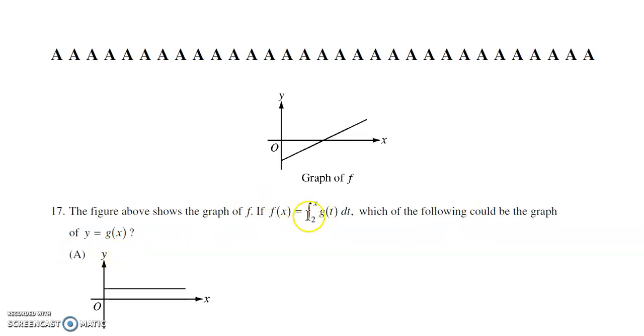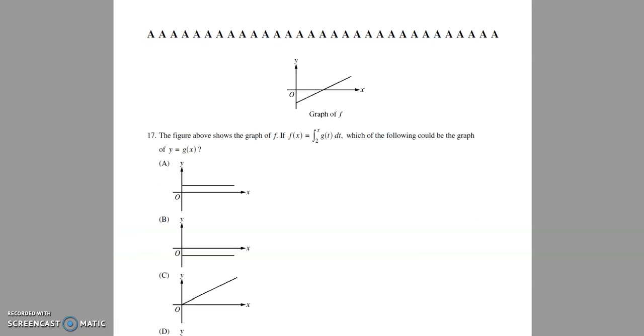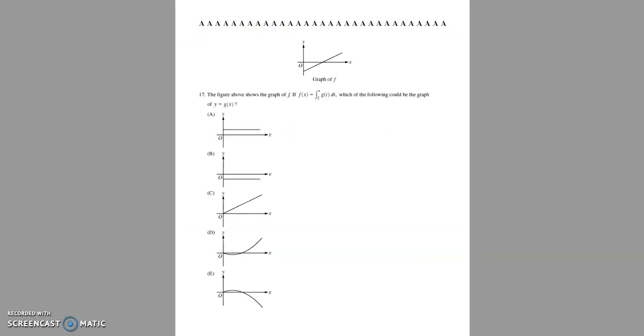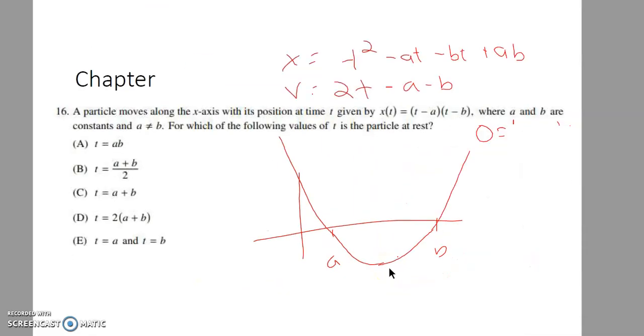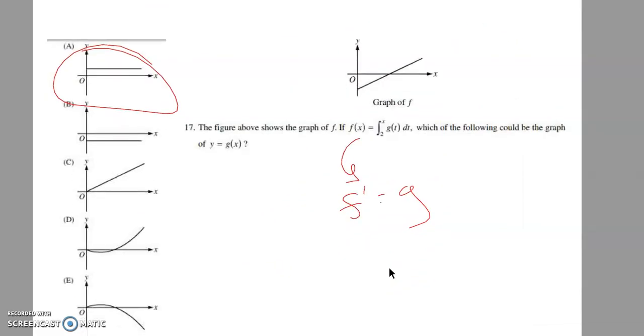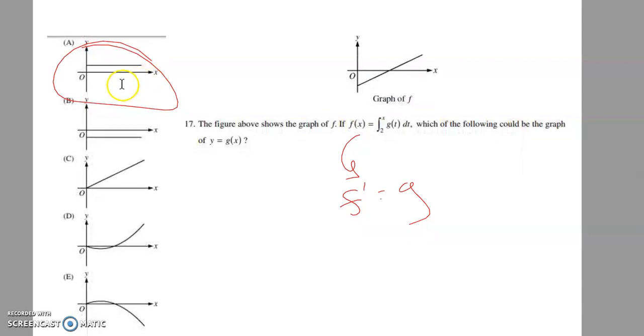We just did a second FTC problem. I would suggest trying to do that here as well so you can figure out what g is. It's a confusing one, but once you see it, I hope it makes sense. Going to the answer. All right, so it's just A.